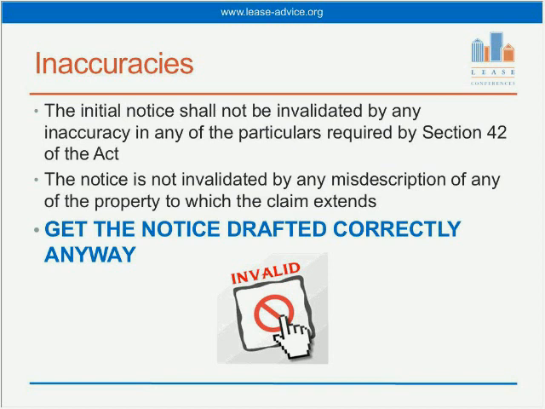Also by any misdescription of the property. But again, as long as it's not completely misleading. But get the notice drafted correctly anyway to avoid any argument, and particularly get the notice drafted and properly served if one is on the cusp of the 80-year period.